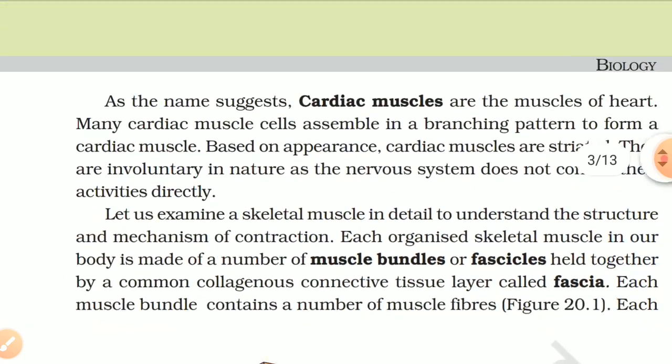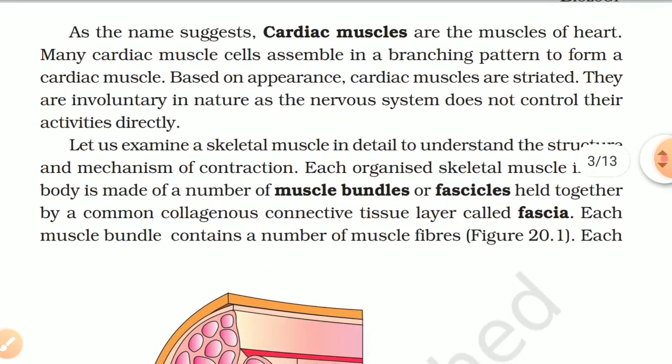As the name suggests, cardiac muscles are the muscles of the heart. Many cardiac muscle cells assemble in a branching pattern to form a cardiac muscle. Based on appearance, cardiac muscles are striated. They are involuntary in nature as the nervous system does not control their activities directly. Let us examine a skeletal muscle in detail to understand the structure and mechanism of contraction.